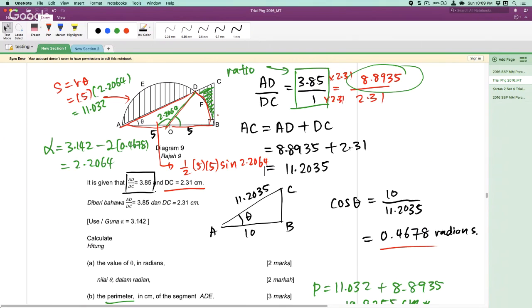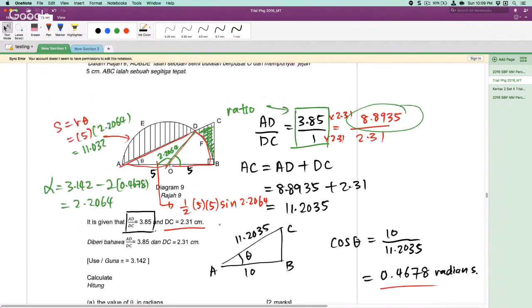For this sector, you will need the angle in between here. In order to get this angle, you know 180 equals pi. So I will use pi minus the angle beside it. So I will say 3.142 minus 2.2064. So I will actually get the angle, which is 0.9356. In order to get this area, I will say half r squared theta, where theta will be 0.9356. So then we got both of these areas already.